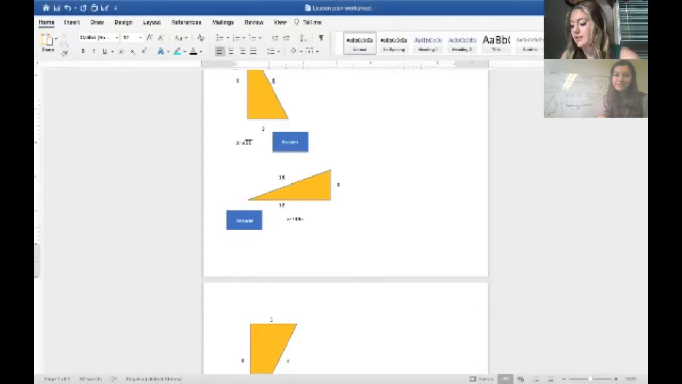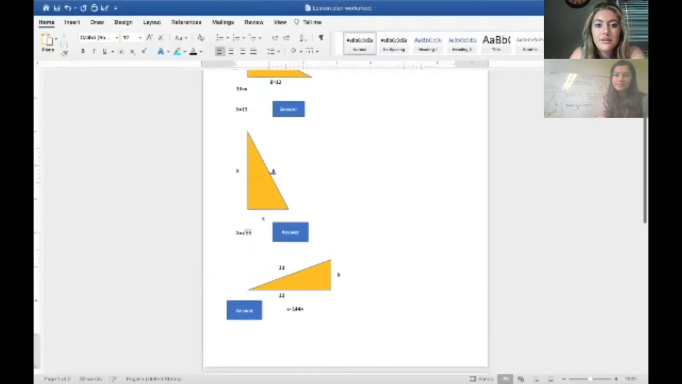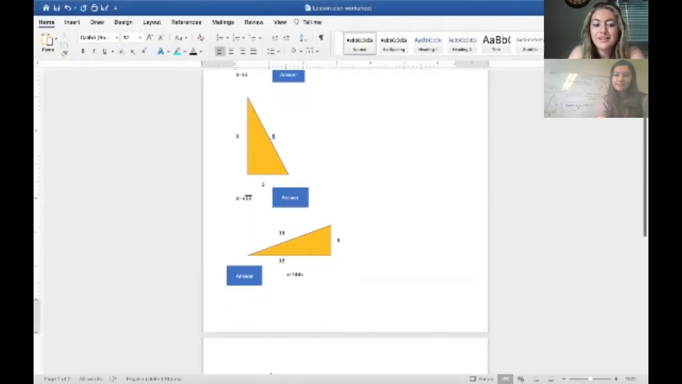13 squared is kind of ugly. So who can figure out what 13 squared is? We might have already had it. It's 169. Okay. So now we're going to do the same thing we did in the one above. We need to subtract 144 from 169 so we can get rid of the number on that side, so it's just the X. Okay, so who wants to do that? 169 minus 144.